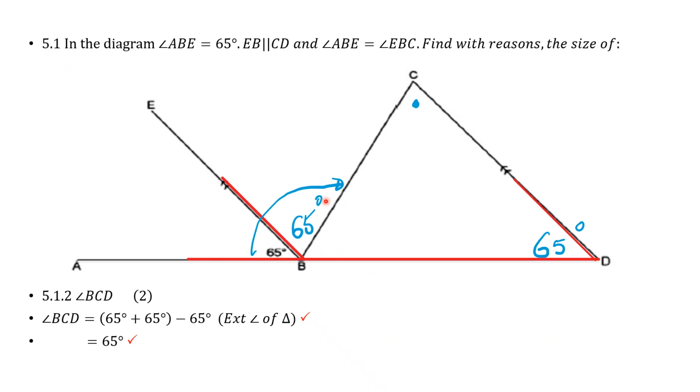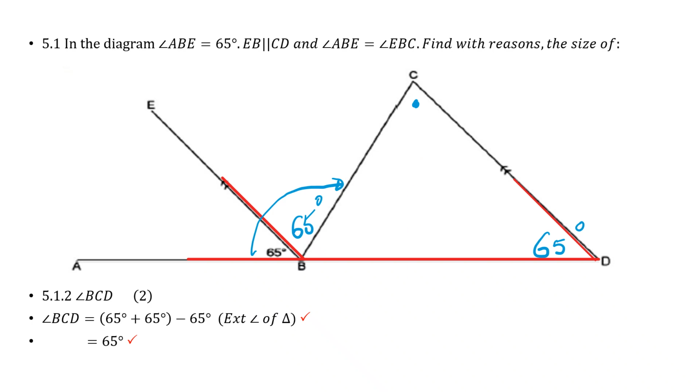Right, if you wanted to go a longer route, you could have solved this first, so that would have been angles on a straight line. So 180 minus 130 would give me 50. Right, then I would have 50 plus 65, which is 115. Then I would say 180 minus the 115, which will still give me 65. Right. So that's just a different way of looking at it.